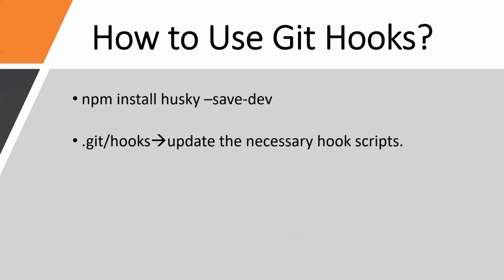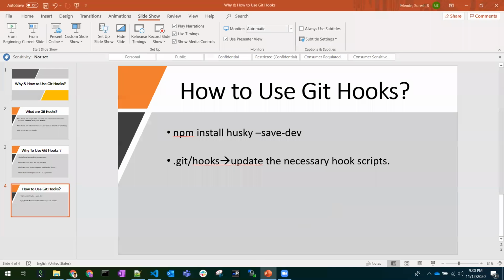So how do we use these Git hooks? We can use one of two ways. One way would be the Husky package with npm install. We can install this and use it, or else we can use the .git/hooks folder. All the hooks would already be present there. We can override, replace, or modify those scripts. All these scripts can be written in Ruby, Python, and shell script as well. So let's see one by one.